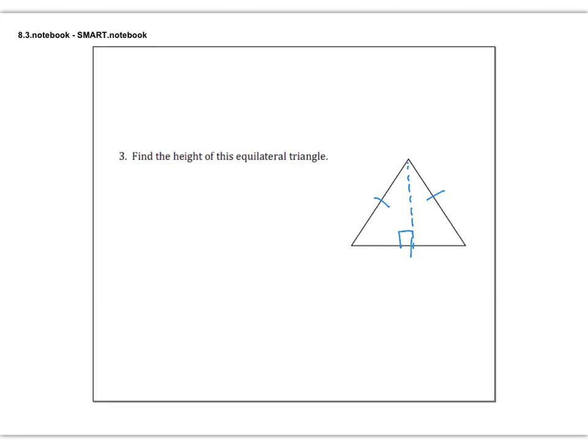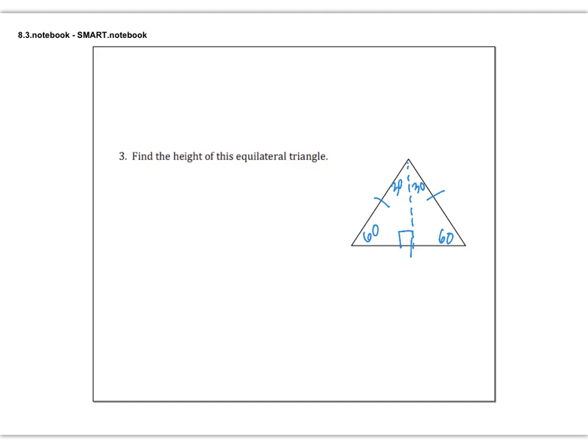Now, one thing we know about an equilateral triangle is that if it's equilateral, it's also equiangular, which means if we take 180 and divide it by 3, all the vertices have to be 60 degrees. And this vertex at the top would get split into 30 and 30. And so you can see if we take half of this large triangle, we have a 30, 60, 90 triangle.